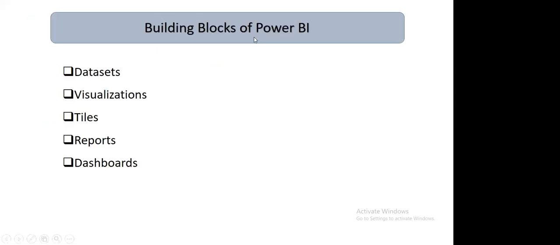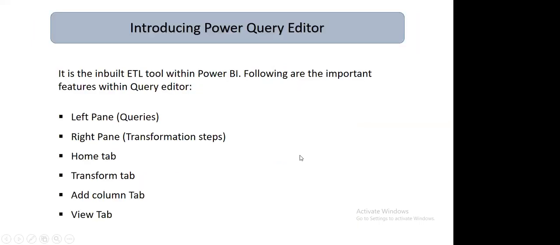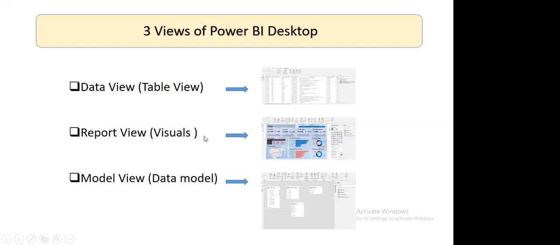These are the building blocks of Power BI: datasets, visualizations, tiles, reports, and dashboards. Yesterday I also explained the three views of Power BI: data view, report view, and model view. The data view is where you can actually see the tables like this. The report view is where you can see the report or visuals. And model view is where you can see the data model of your dataset. That is what we covered in the last class.